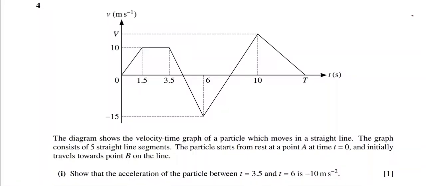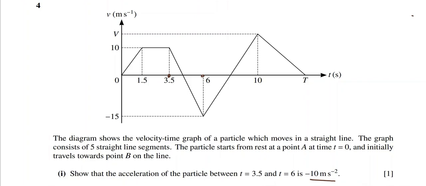Question 4. A velocity time graph has been given for a particle in a straight line. It consists of 5 straight segments, 1, 2, 3, 4, and 5. The particle starts from rest. Show that the acceleration of the particle between t equal to 3.5 and t equal to 6 is minus 10 meters per second squared.